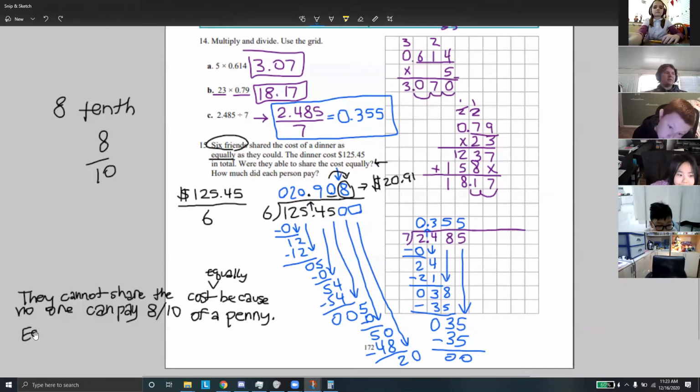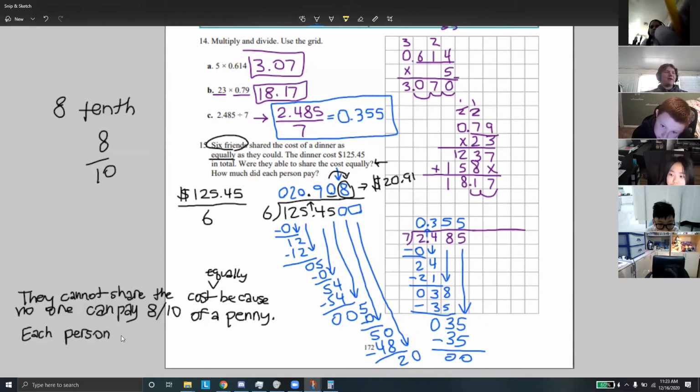Each person, and we had to approximate or round our answer, right? To $20.91. Absolutely good. But, Mr. Berry, each person. Yep. What did they order that cost $125? Probably dim sum. 20 pizzas? Dim sum's pretty expensive. 20 lobsters. Shrimp? That might be a lot.